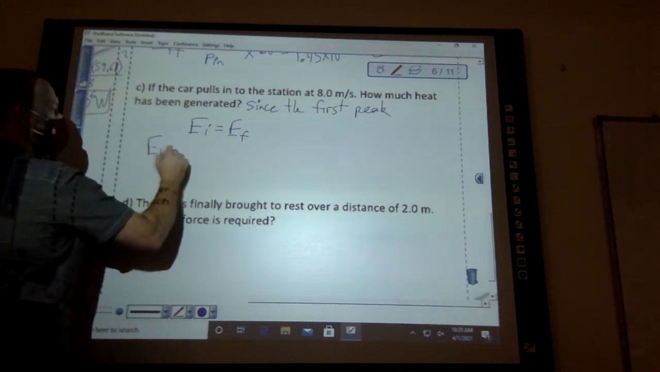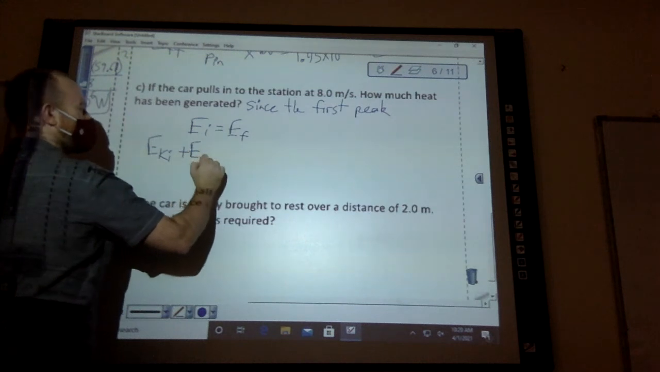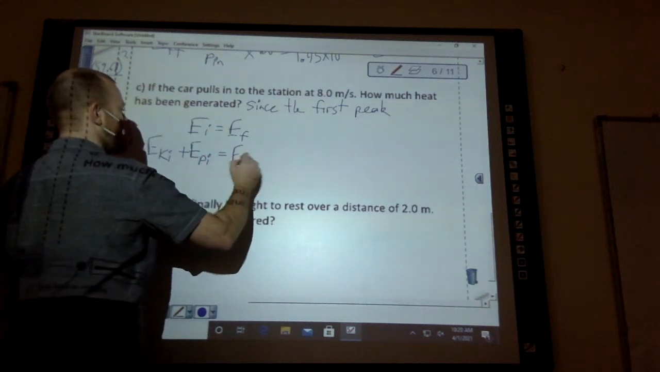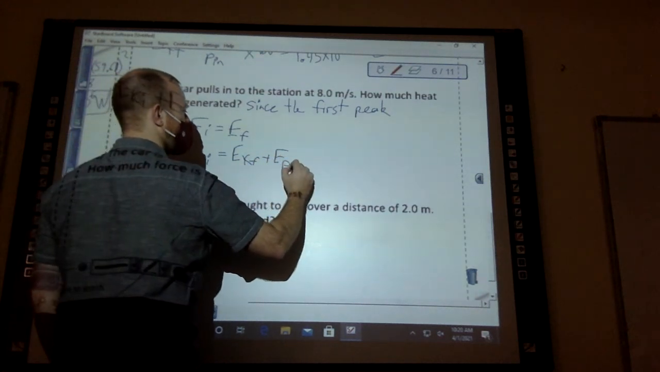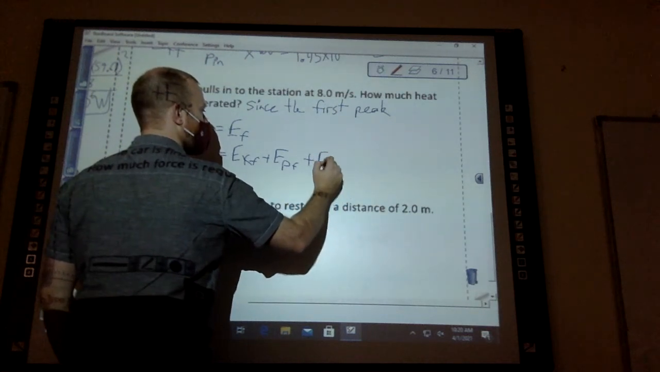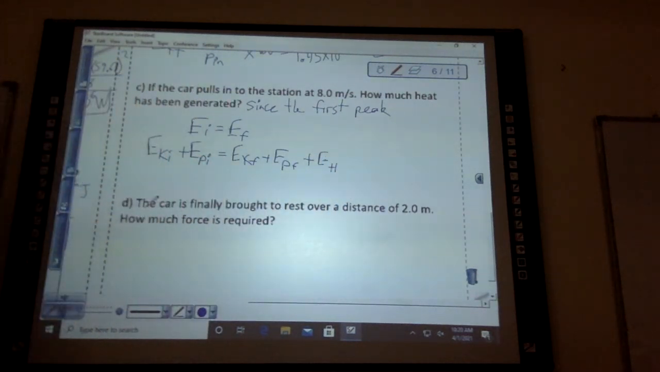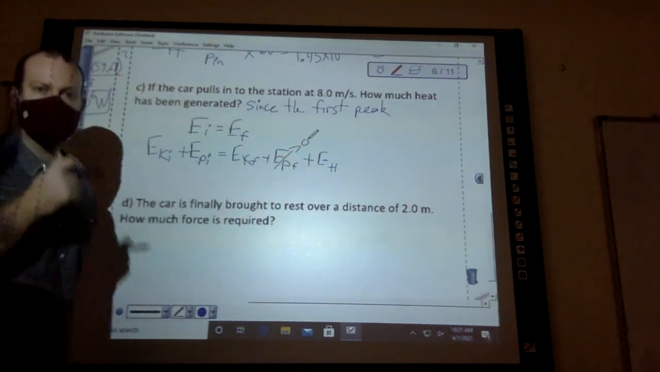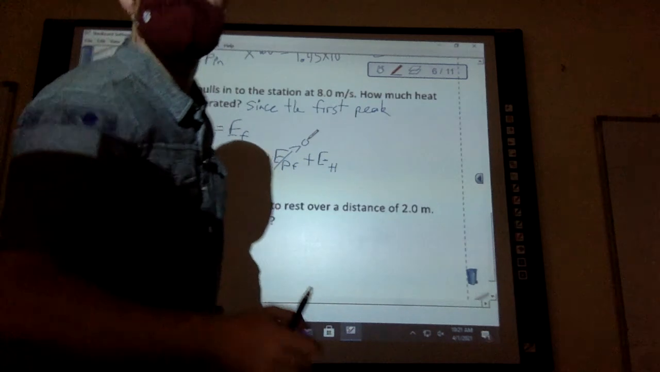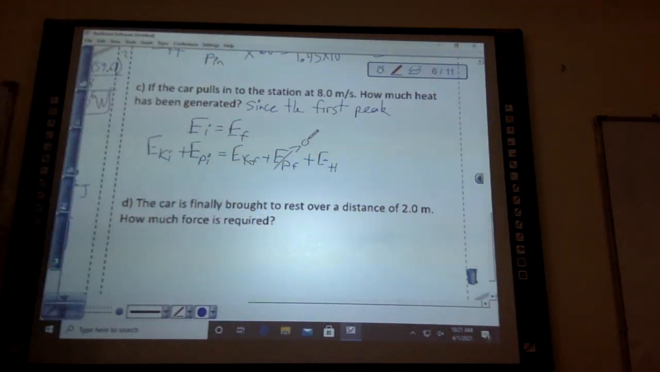If we write it all out, EKI plus EPI equals EKF plus EPF plus EH, because we're looking at what is the heat that we gain. Initially, we have a speed and a potential energy. Finally, we have a speed but we don't have potential energy, so there's one thing we can cancel out at least, which makes our lives a little bit easier, because you're at the ground level.